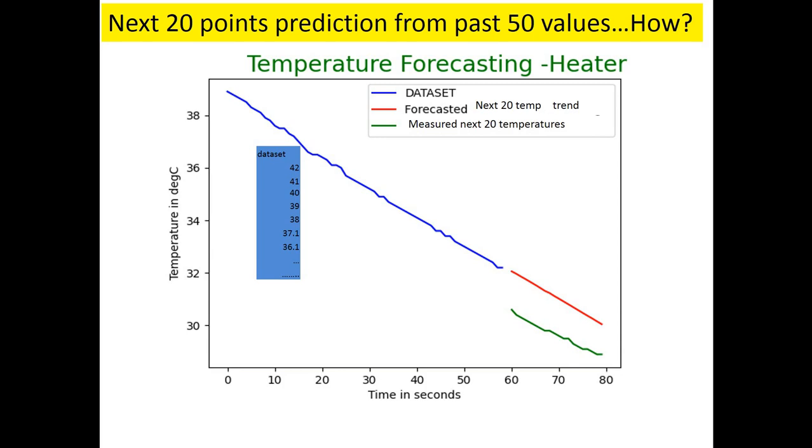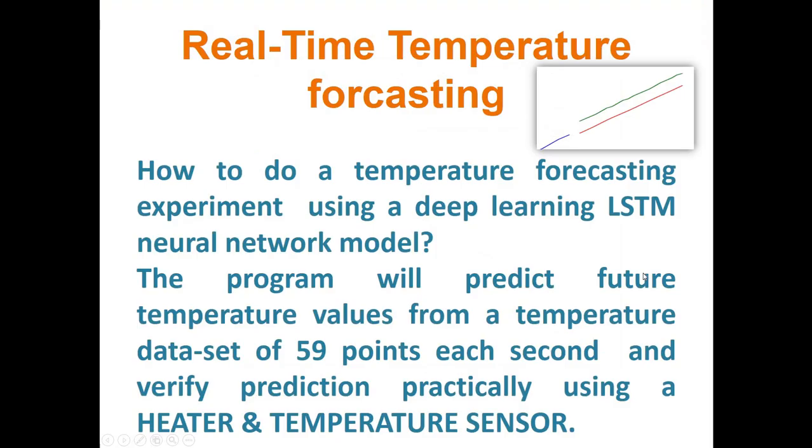As you can see on the screen, the blue lines are a data set which are created from a heater and a sensor setup. Right now the heater is put off when it was heated, so temperature is going down. So the data set is created online by 59 points and predicts next 20 values. And also you are trying to verify the result is going to be in green. The offset is because there is a dead time involved. So we are going to explain you in detail how this experiment is performed.